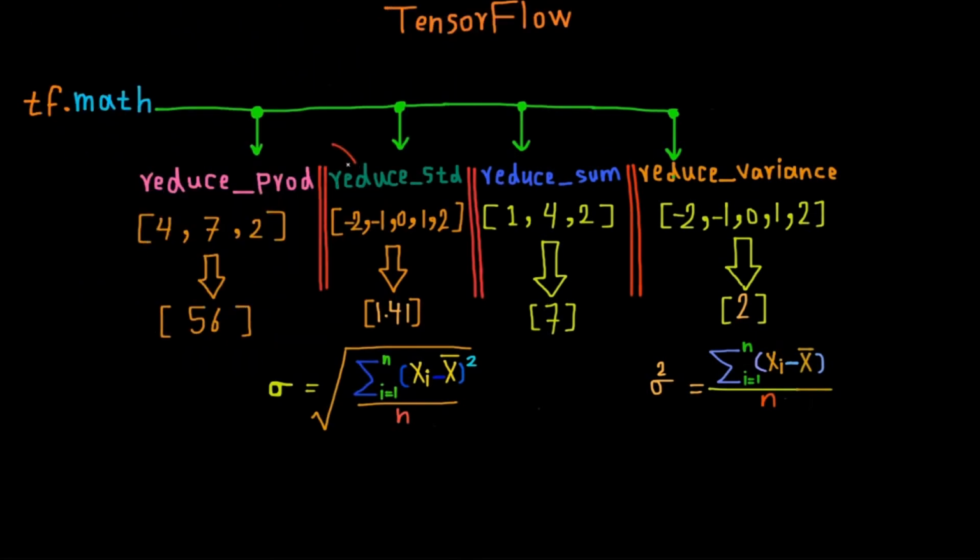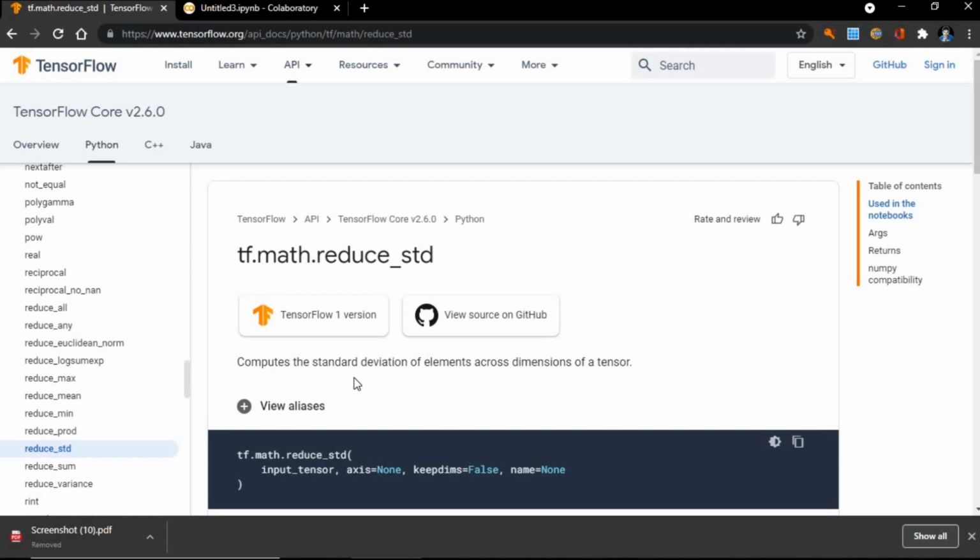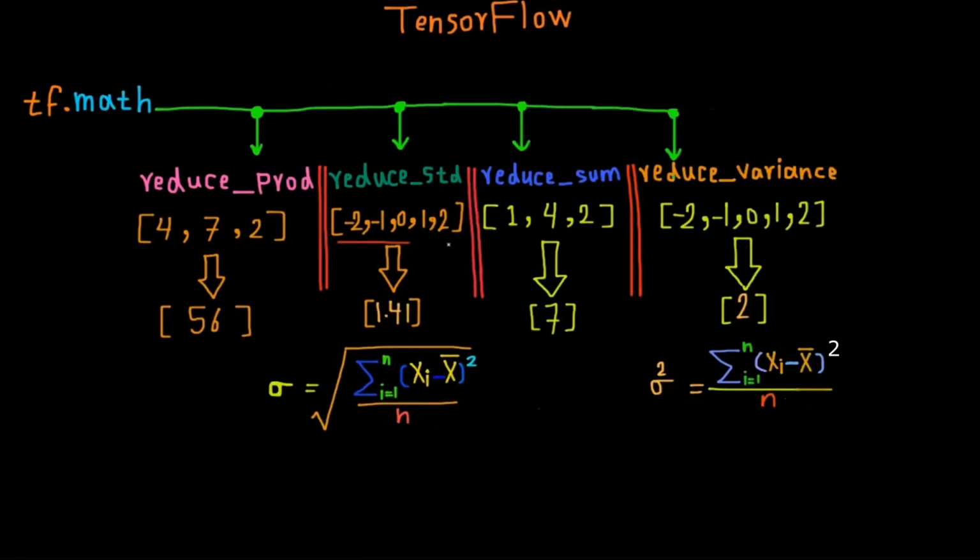Now let's take the reduce standard deviation function. This function computes the standard deviation of elements across dimensions of a tensor. Let's take an example. Let's say we have this one-dimensional tensor, and the elements in this tensor are -2, -1, 0, 1, and 2. If we apply reduce standard deviation on this tensor, the result equals 1.4.